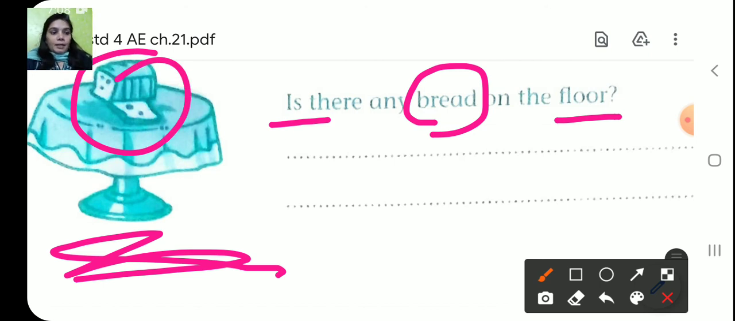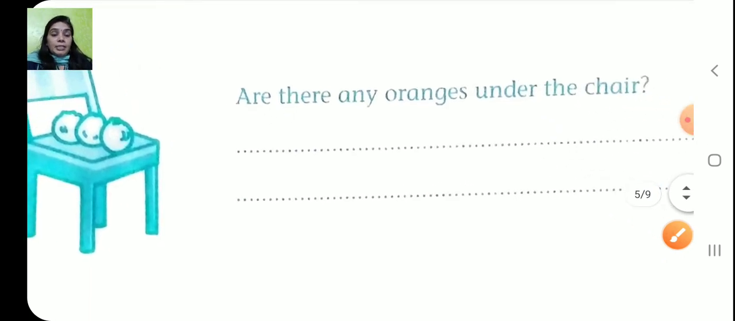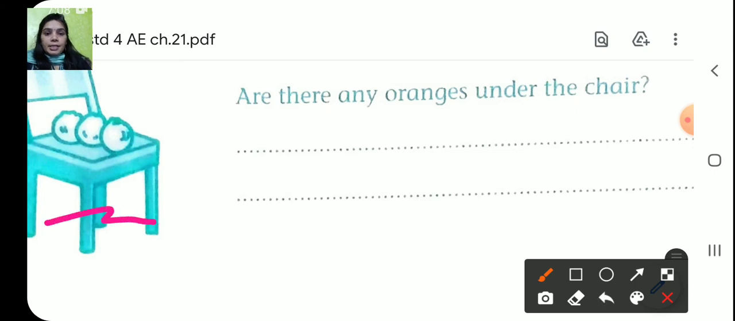Okay. Now, next question. Are there any oranges under the chair? Under the chair, is anything there? Nothing. So, here are is given. So you are going to answer for the chair. There aren't any oranges under the chair, but there are some oranges on the chair.